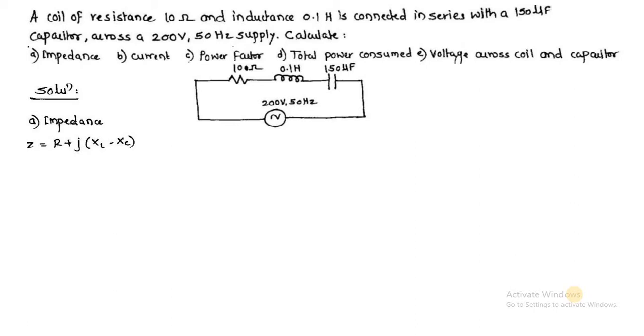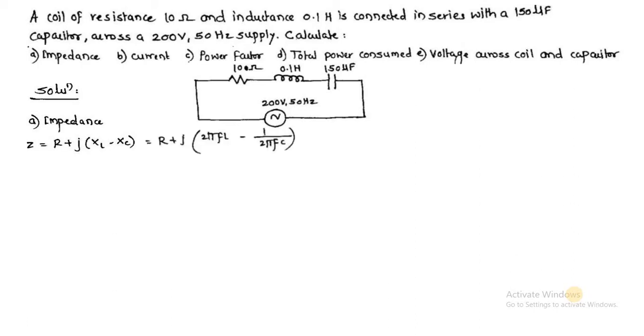But in your exam, you may not be able to identify this. So it's better that you calculate XL first, then XC, and then compare the values. When XL is greater than XC, you will have a plus sign on the J term, XL minus XC. And if XC is greater than XL, then the J term will be minus, and in the bracket you will write XC minus XL. Here I am writing directly.